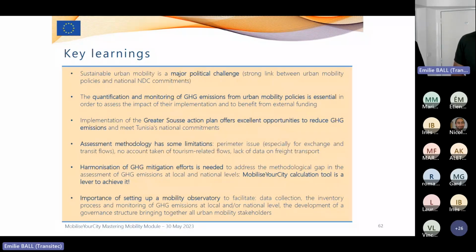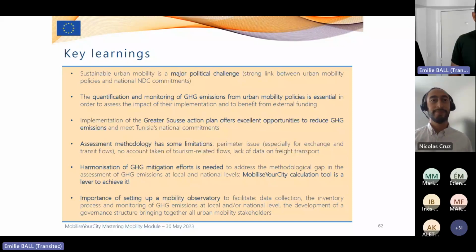There is a need for mobility observatories. It means to collect as much data as possible related to urban mobility in order to make the assumptions we finally made here more realistic, and to confirm sometimes some assumptions we've made, to be sure that our understanding of the situation is really what we have in databases. So this is what we were really happy to present to you. And Nicolas, I give you the floor for the rest of the session.